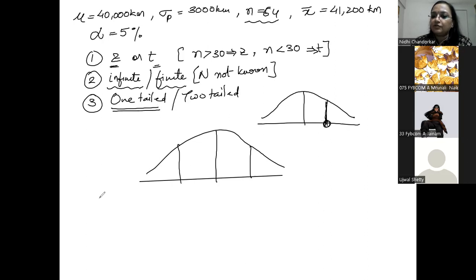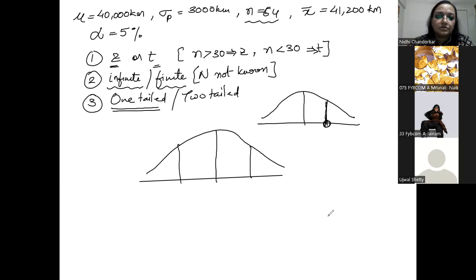Okay. So we have concluded A, it's a z-test. B, infinite population. 3, one-tailed test. And don't worry, we'll practice few more things and you'll be able to easily recognize whether it's a one-tailed test or a two-tailed test. Okay. We'll take a lot of other samples of only hypothesis. We'll frame only hypothesis, whether it is one-tailed or two-tailed.